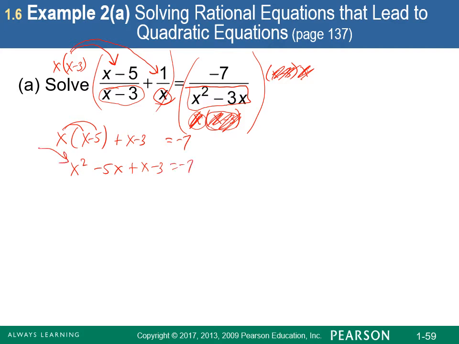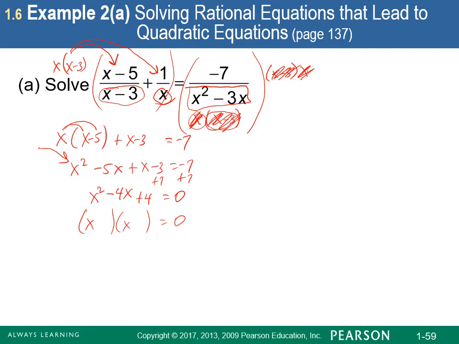Since we have an x squared, we need to collect everything on the left-hand side. We can put the x's together. Negative 5x plus x is negative 4x. And if we add 7 to both sides, negative 3 plus 7 is positive 4. And so now we need to solve the quadratic. If you have the quadratic formula program on your calculator, that would be a quick way of doing that. This one does indeed factor, however.